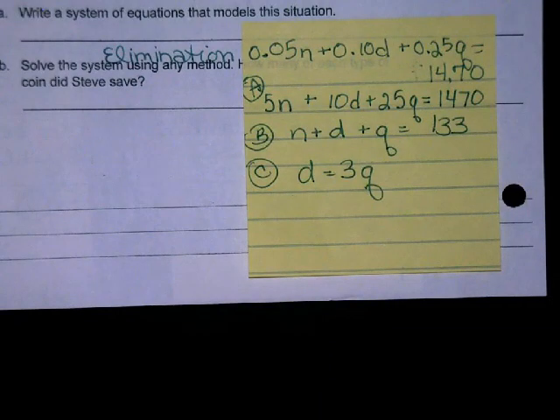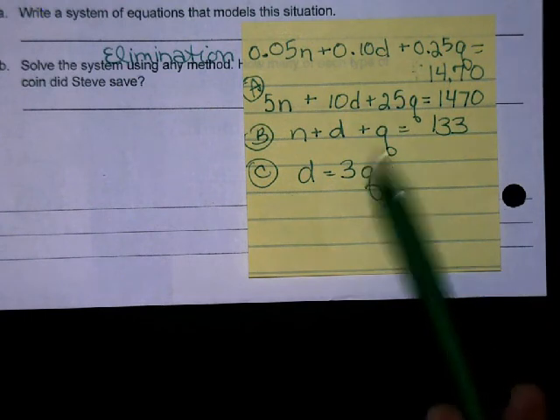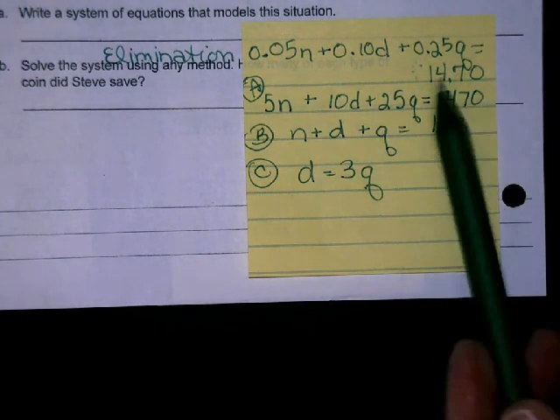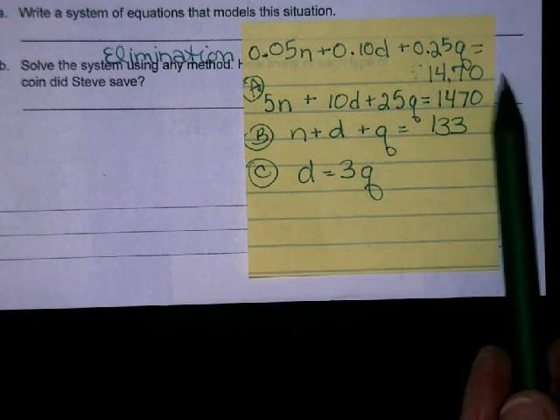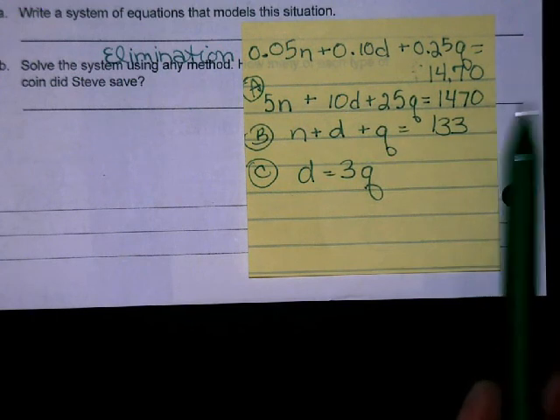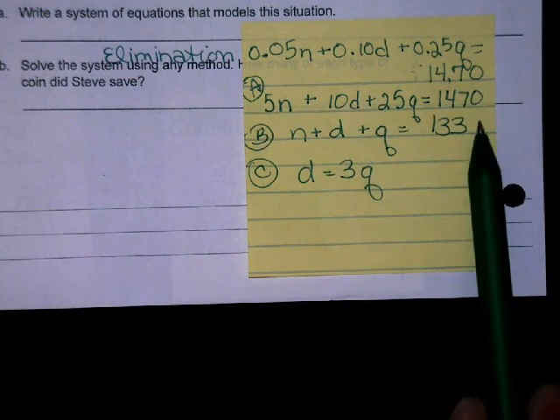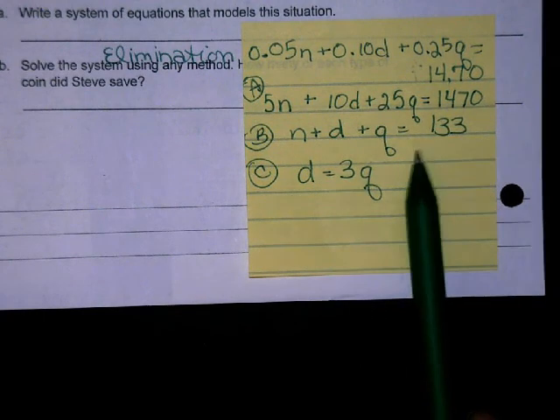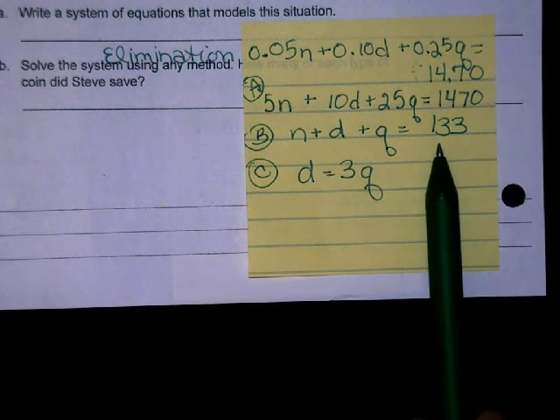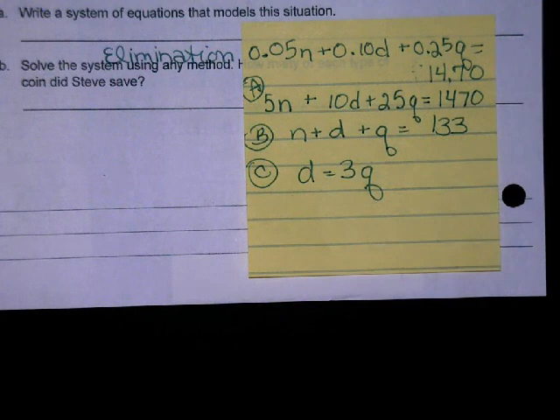Okay, they told us the money added up to $14.70, and so you could eliminate the decimals by multiplying each one of these terms by 100. That was the purpose of equation A. Equation B, they told us the number of coins he had in his jar when he took them to the bank was 133 coins.